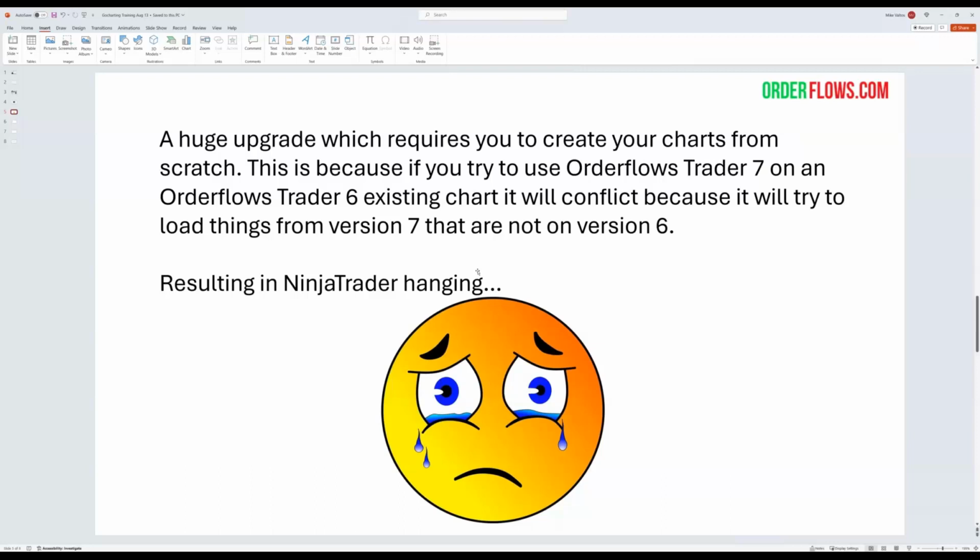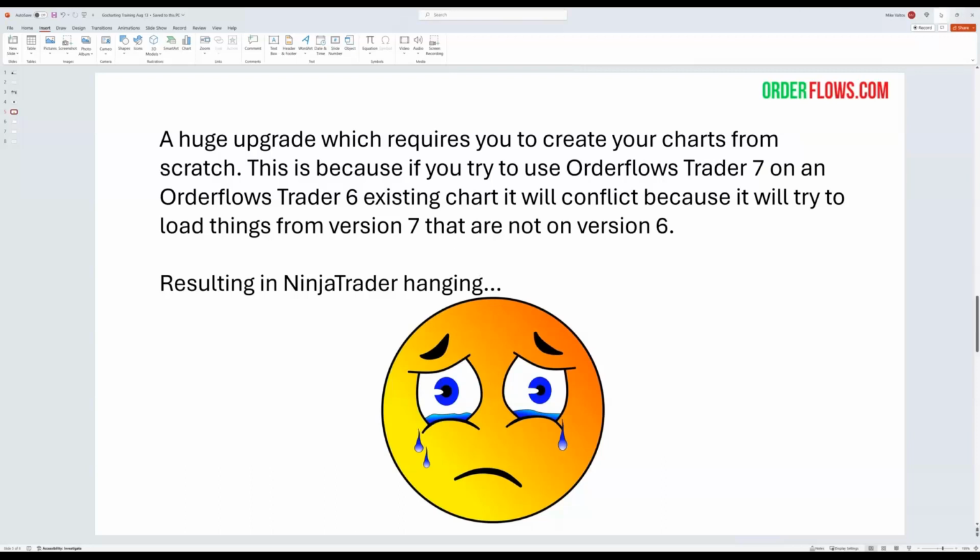You're going to run into a problem. NinjaTrader is going to hang when you try to load Orderflows Trader 7, because when you open up the new version, and you have it on an old chart template, it's trying to do work on the order flow, so it's like calling up functions that are not on the template that you already have saved, okay, and that's just going to cause you a huge headache. So you really got to start with a fresh chart, and it's not that difficult. It sounds like more work than it really is, but it's really not.